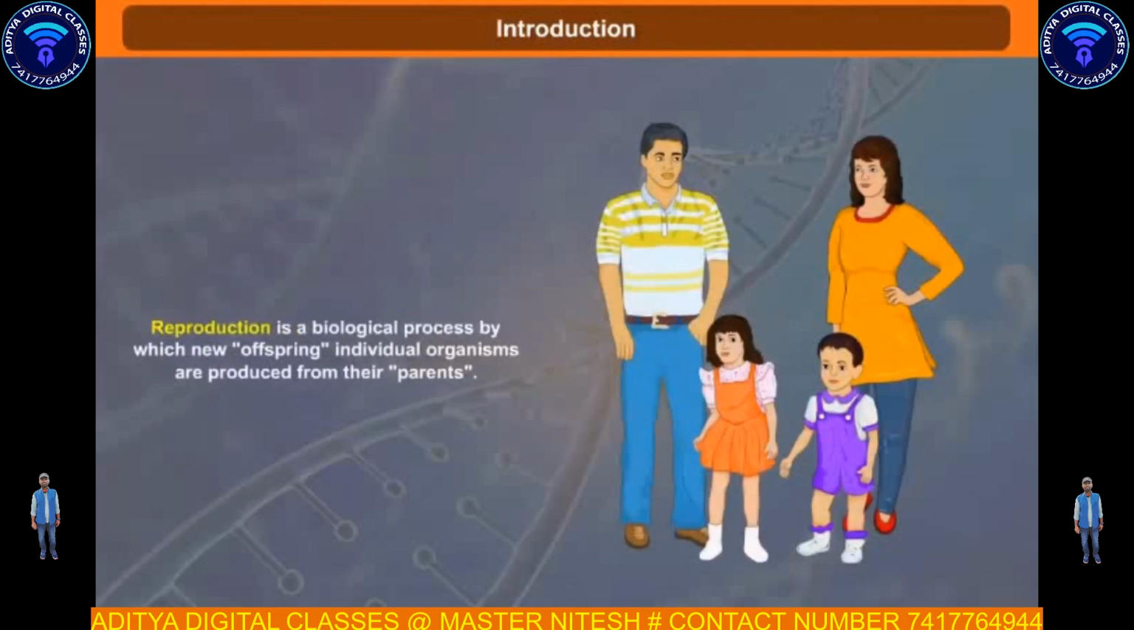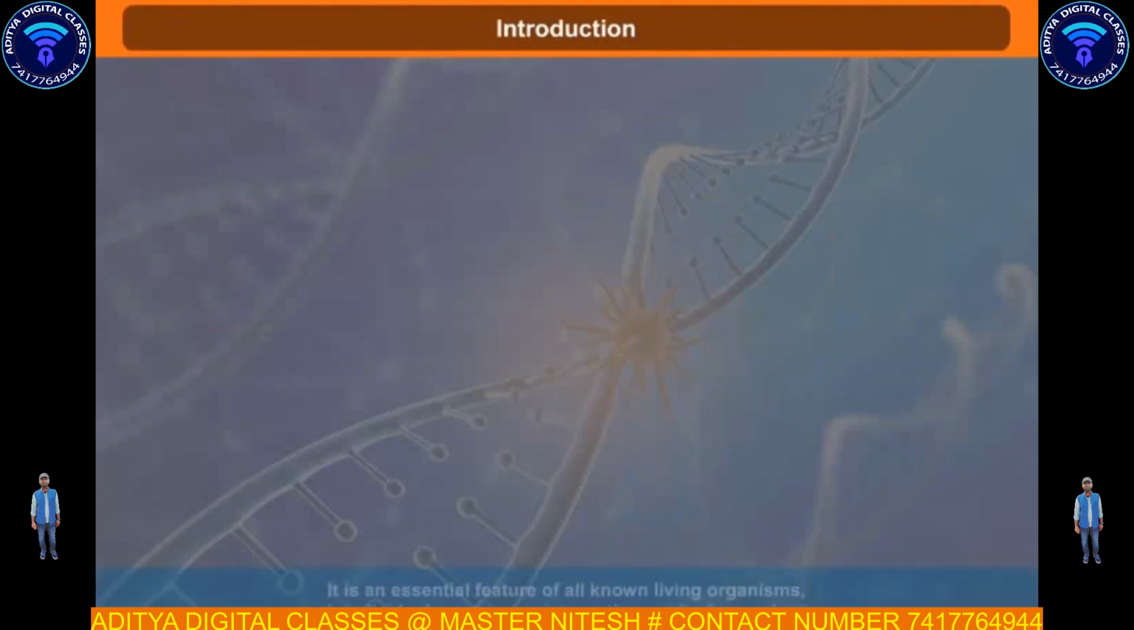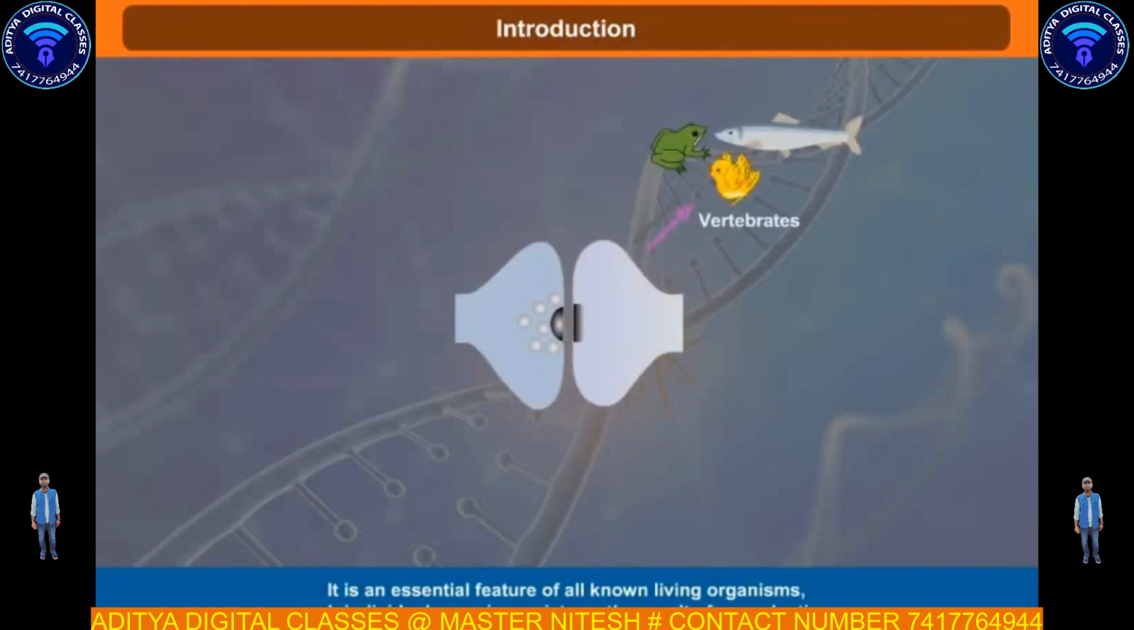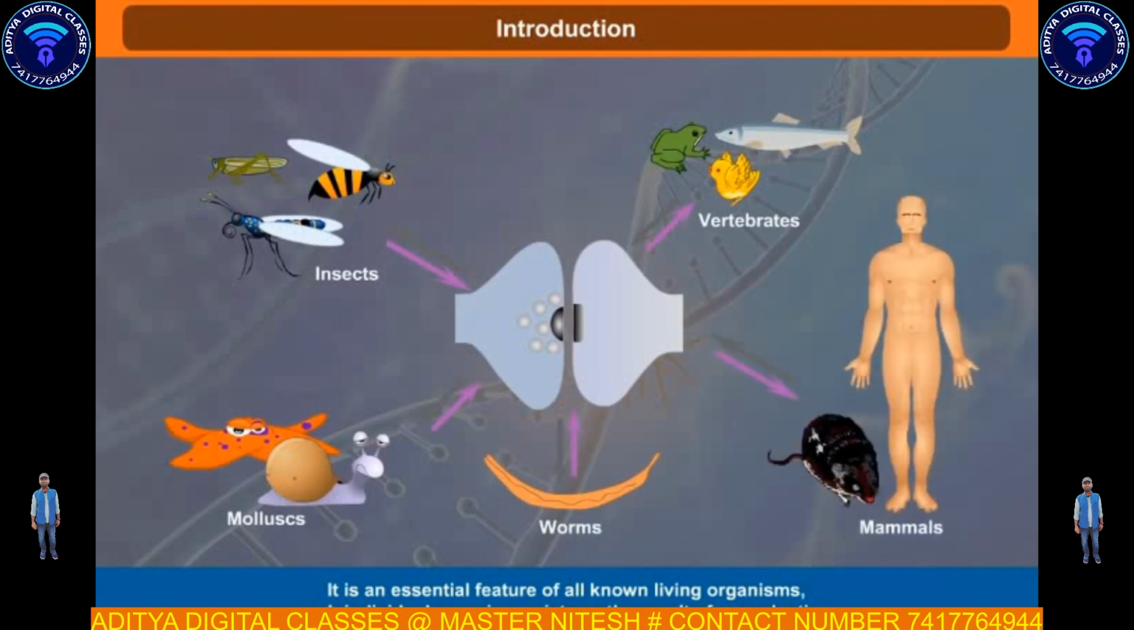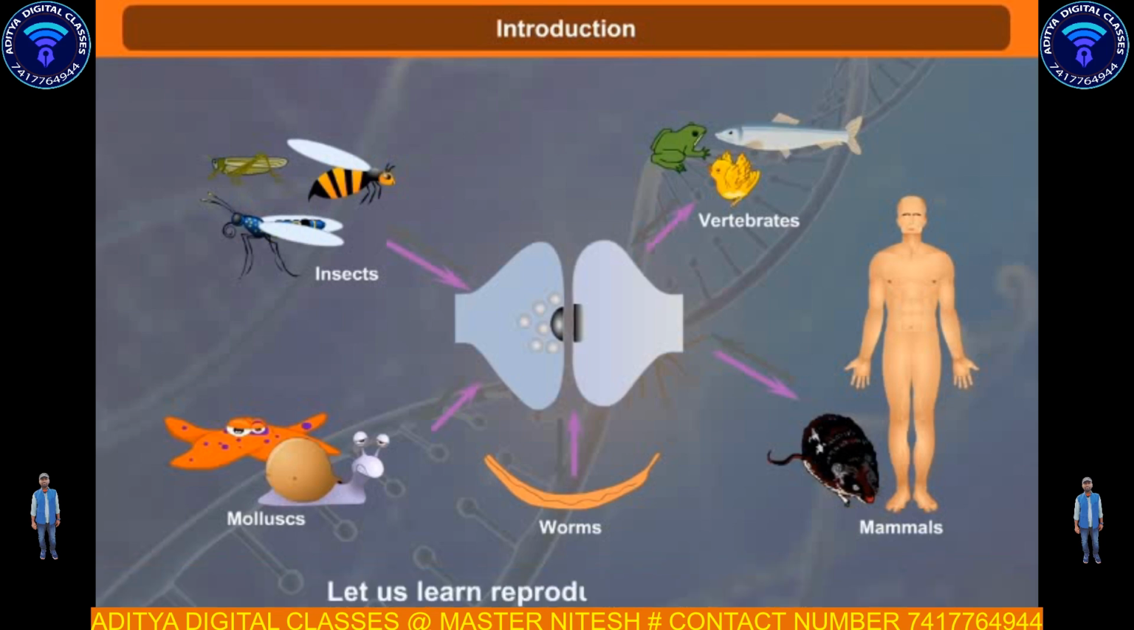Reproduction is a biological process by which new offspring, individual organisms, are produced from their parent. It is an essential feature of all known living organisms. Each individual organism exists as a result of reproduction. Let us learn reproduction in humans.